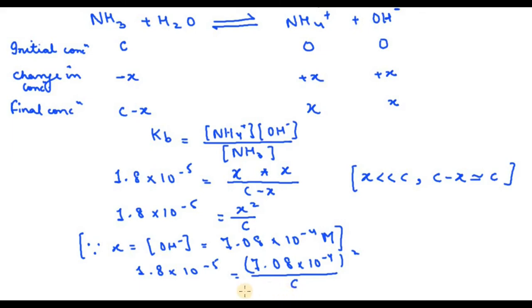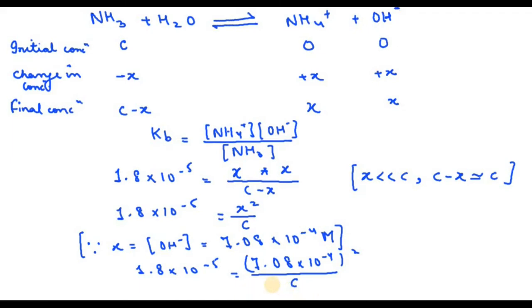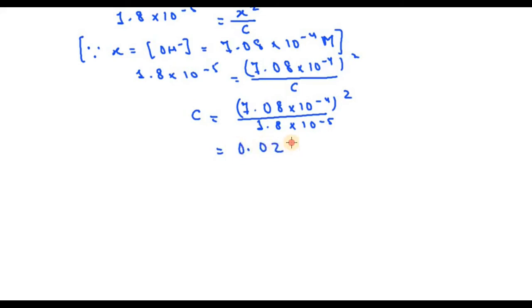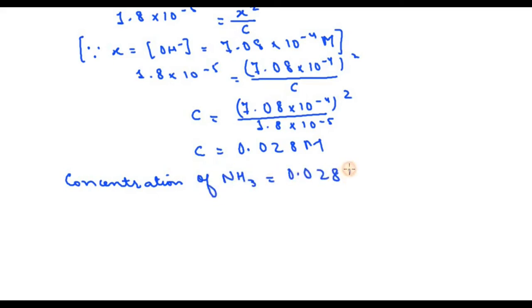So from here we can calculate the value of C. The value of C will be equal to 7.08 times 10 to the power minus 4 whole square over 1.8 times 10 to the power minus 5. Alright, so after calculating it, we will get 0.028 M. As we know, C is the concentration of NH3, so we finally calculated the concentration of NH3 is equal to 0.028 M.